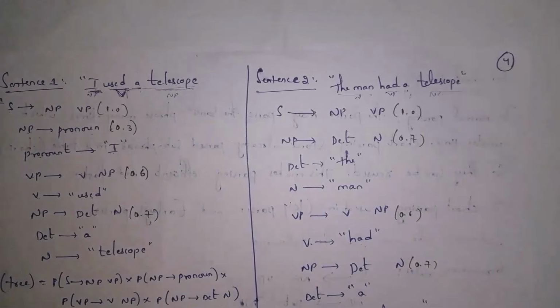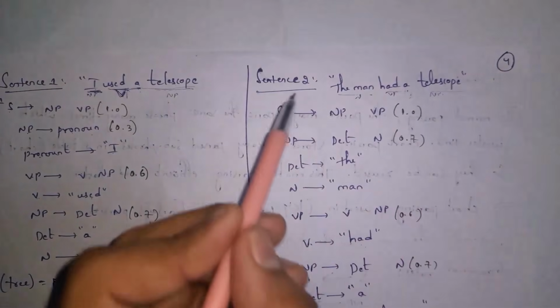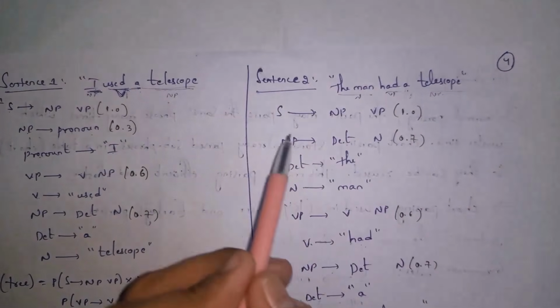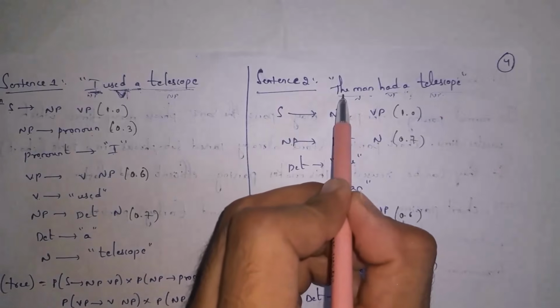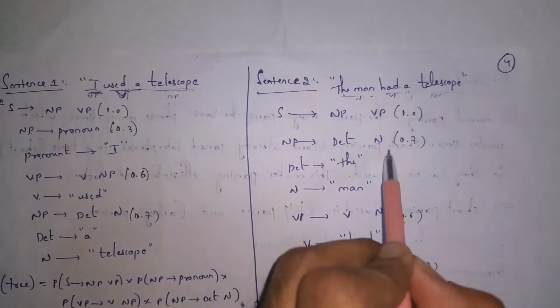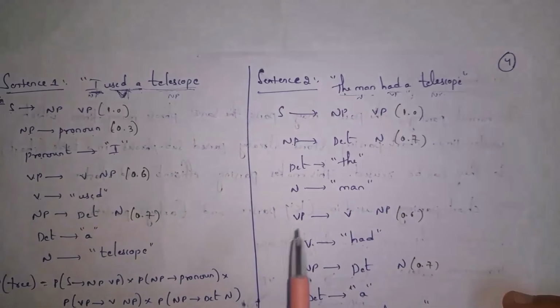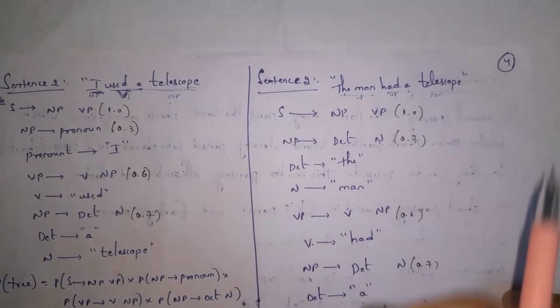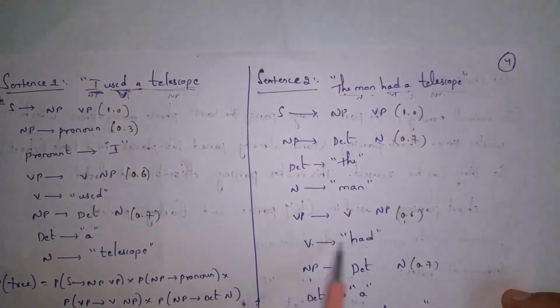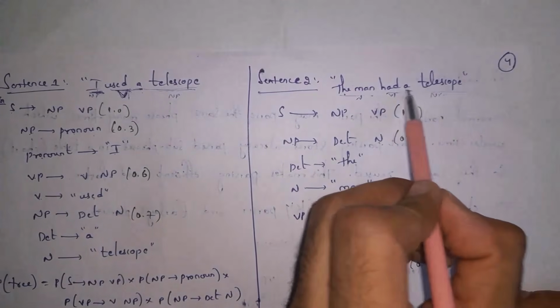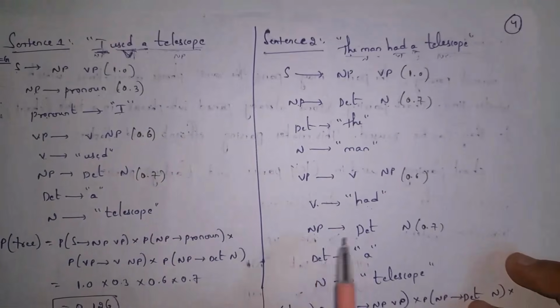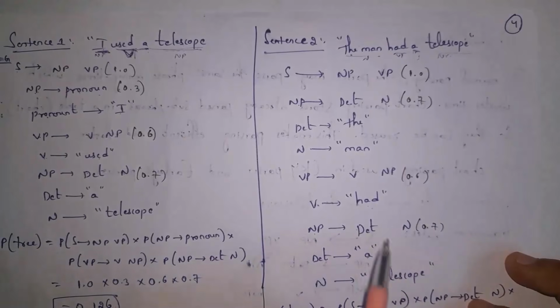And similarly, we will find probability for second one, that is the man had a telescope. So sentence contains noun phrase and verb phrase. Noun phrase contains determinant the and noun man, and verb phrase contains had a telescope. So here had is verb, and again noun phrase contains a telescope. So noun phrase contains determinant and noun. Determinant is a and noun is telescope.